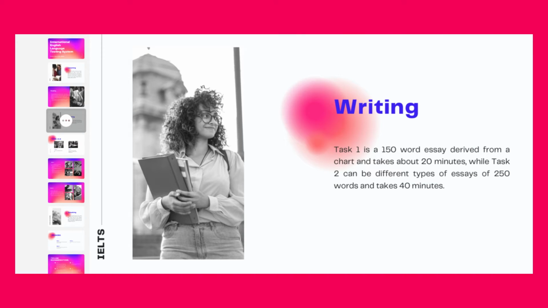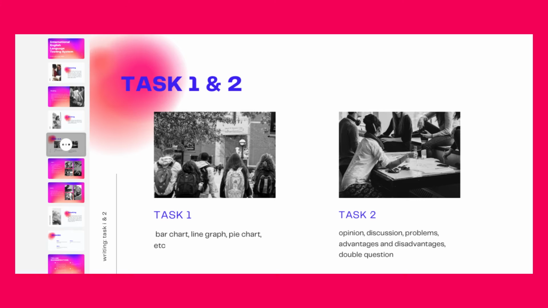So for the writing part, you are given 2 tasks. Task 1 is a 150-word essay derived from a chart, and it takes about 20 minutes to complete. While task 2 can be different: it can be an opinion, discussion, problem, advantages or disadvantages, or a double question essay. As mentioned before, task 1 can be a bar chart, a line graph, or a pie chart, etc.